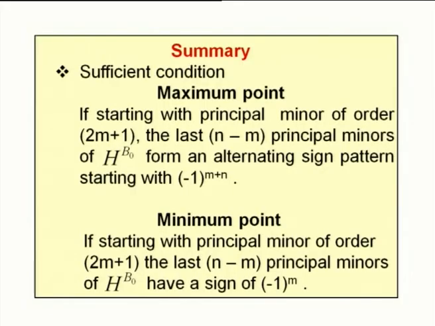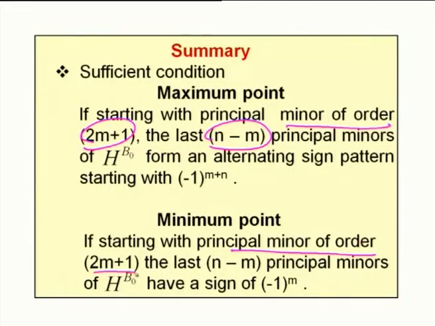The sufficient condition is, the stationary point x naught is a maximum if the principal minors of order 2m plus 1 to the last n minus m principal minors of HB naught form an alternating sign pattern. The first sign will be minus 1 power m plus 1. Then x naught will be a minimum point if the principal minors of order 2m plus 1 to the last n minus m principal minors of HB naught have the sign of minus 1 power m.